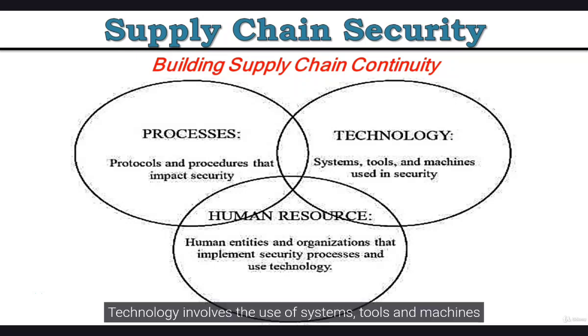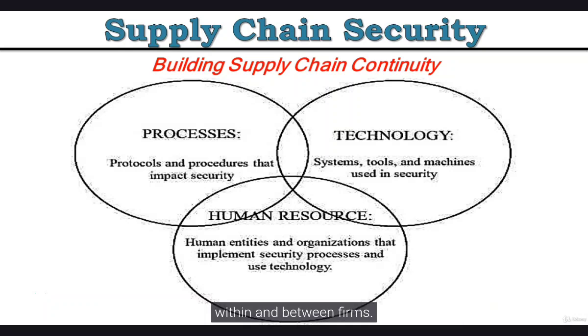Technology involves the use of systems, tools, and machines that gather, process, and communicate data and information within and between firms. As such, they enable real-time monitoring and visibility of the supply chain. Finally, people are the human entities that implement procedures and use the technology in order to build continuity.